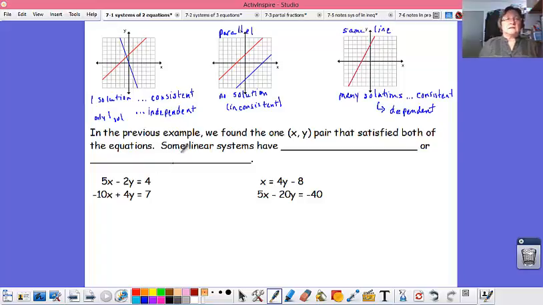So let's take a look at this and wrap it up. In the previous example, some have many solutions, some have no solution. And in this particular example, I can see that I could eliminate if I multiply the top equation by 2, so I'm going to do that. I'm going to put my work underneath. That would give me 10x minus 4y equaling 8.